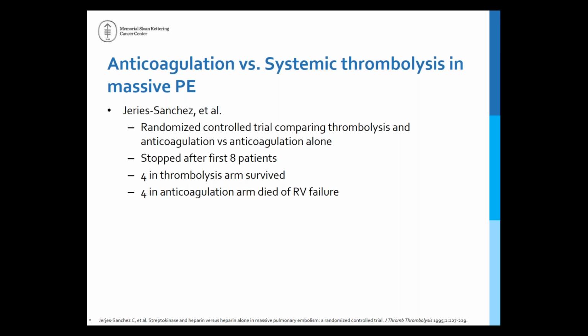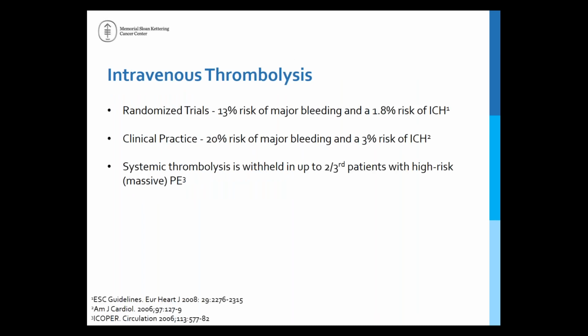Because the 4 patients that were placed in the thrombolysis arm survived, and the 4 patients that were placed in the anticoagulation arm all died. Therefore, this study was stopped, and we kind of see that maybe anticoagulation is not enough in these massive PE, and systemic thrombolysis could be the answer. And so we have a solution of what to do even if we don't have surgical embolectomy available.